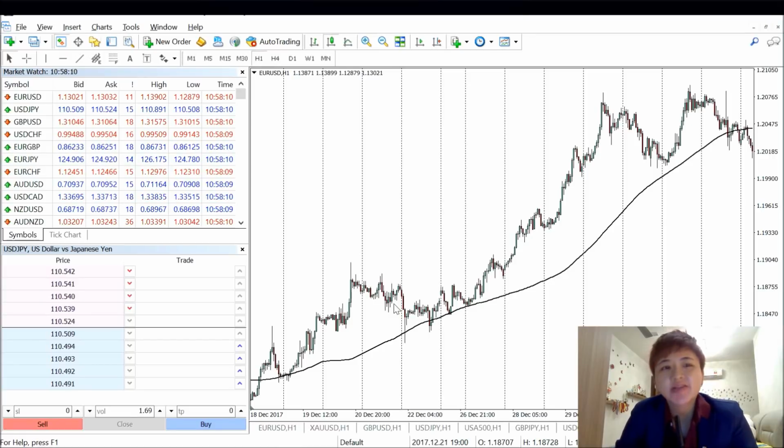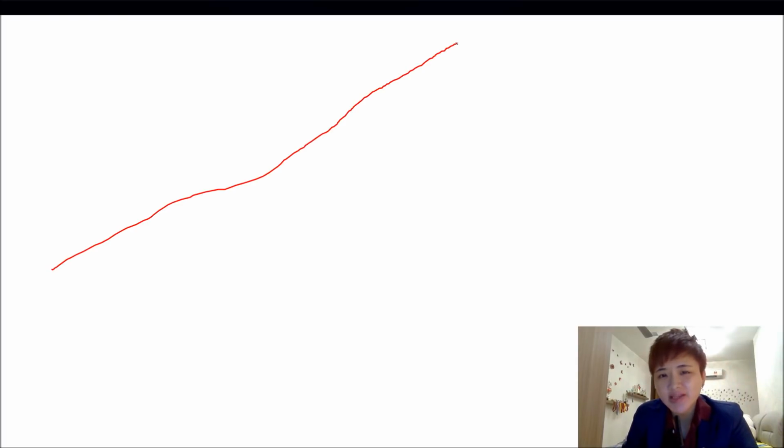Hey guys, so today I'm going to share with you how you can identify trends properly. How do you know whether you are trading a bullish trend, a ranging market, or a bearish trend, or just a very volatile random market? Now when it comes to a bullish trend, a market that's going upwards, unfortunately it doesn't go up like that.